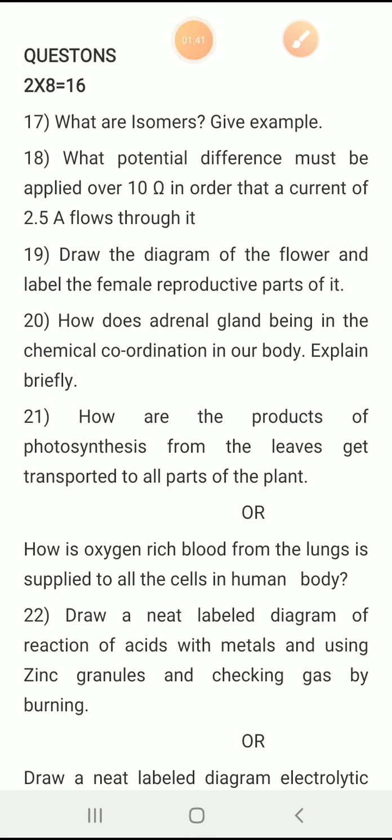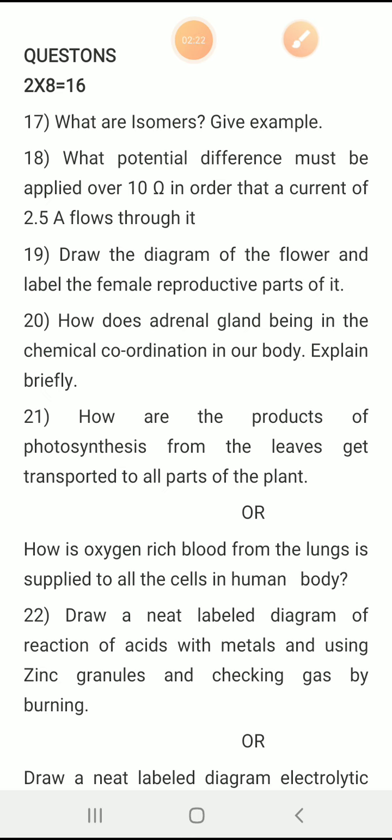Here, dear children, we can solve this question. We know the formula, potential difference V is equal to I into R. So V is what we must find out. V is equal to I into R. V is nothing but 10 into 2.5, which is nothing but 25.0, that is 25 volts, right? So this is the answer for this.